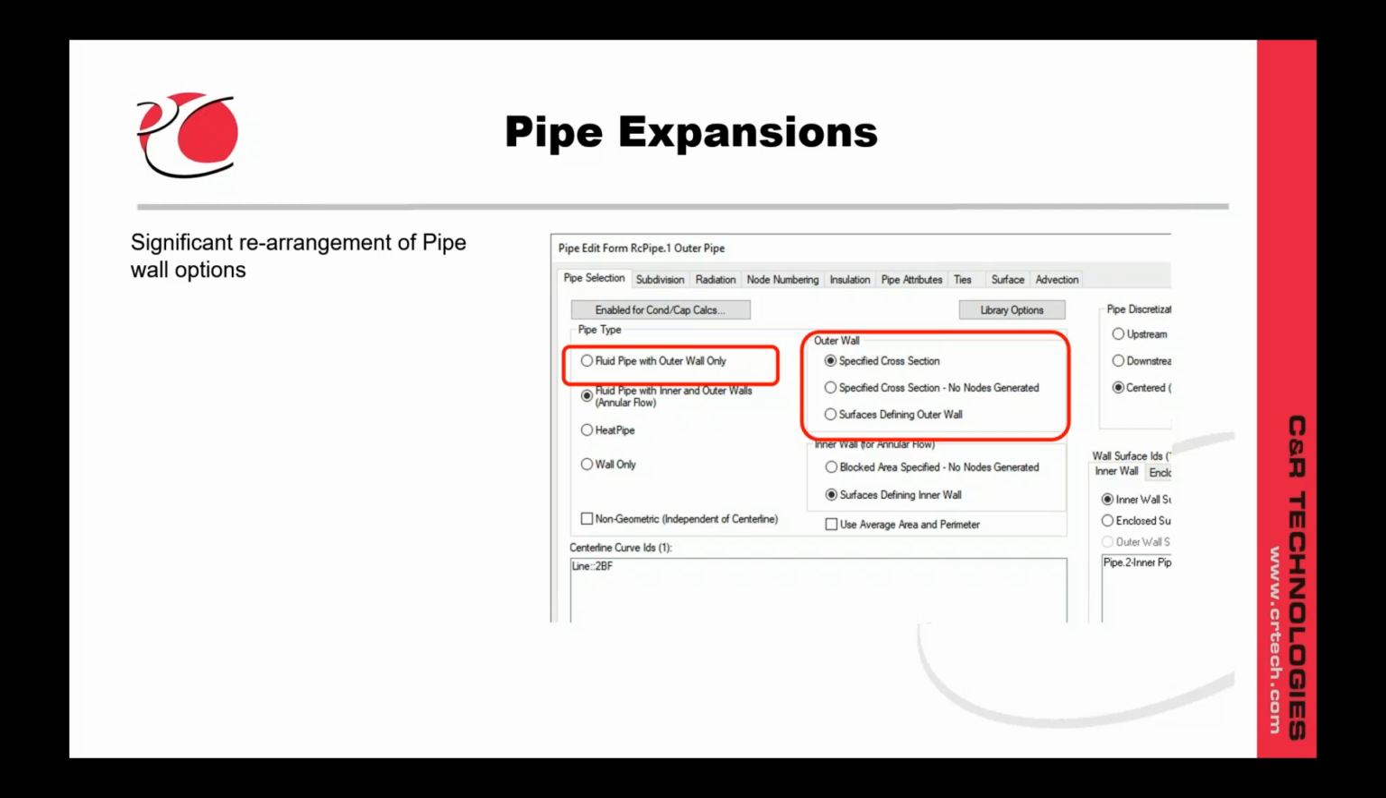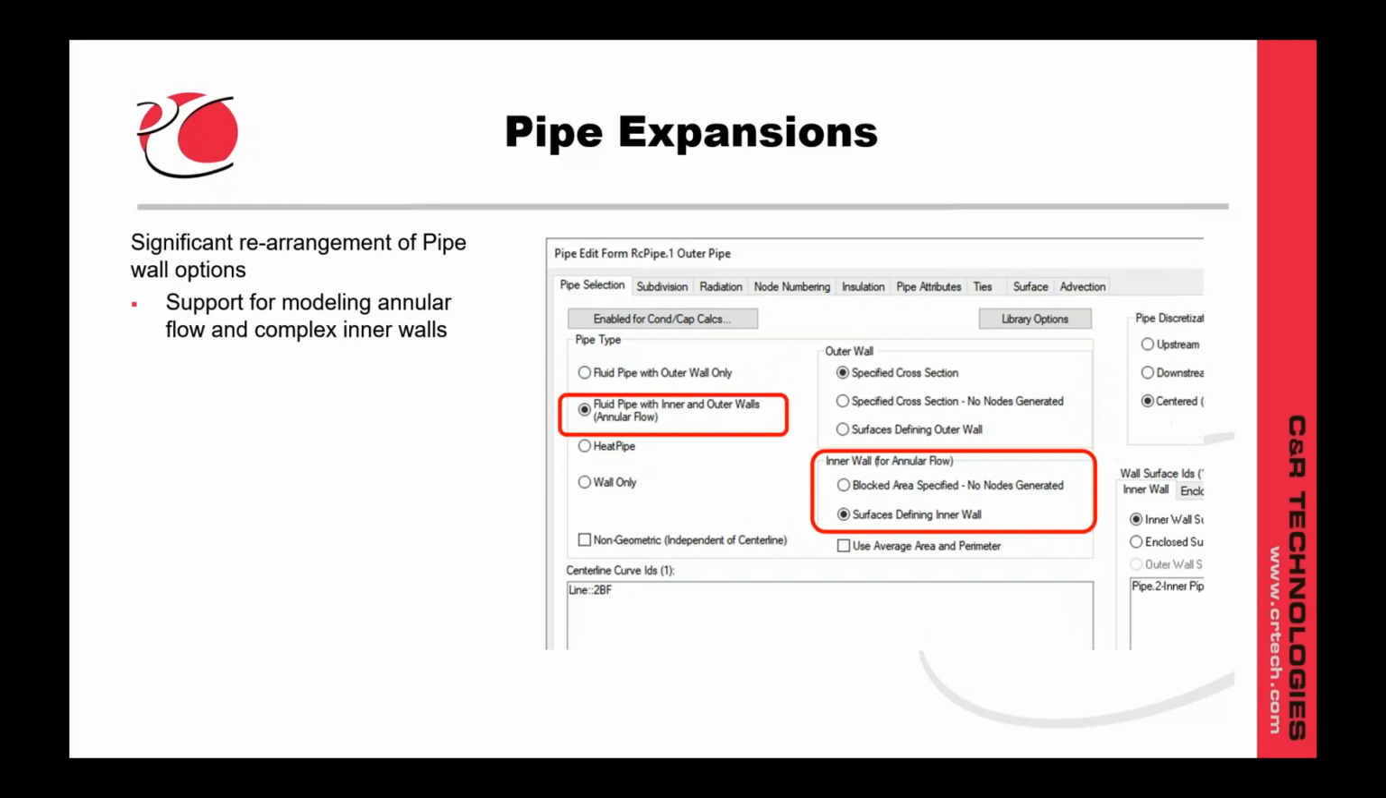When this is selected, options for the outer wall can be selected, such as the specific cross-section, or cross-section with no nodes generated, which is the equivalent to the old pipe without a wall option. And there is still an option to use surfaces to define the wall. Nothing really new here, just rearranging of the form.